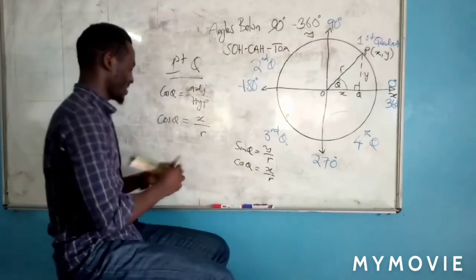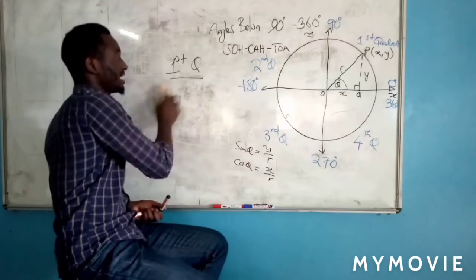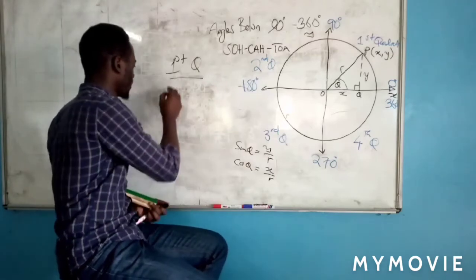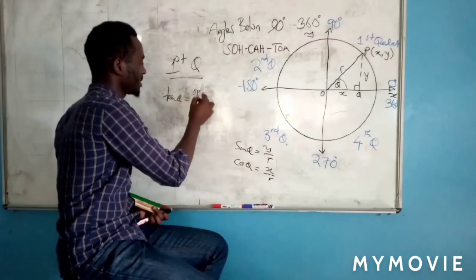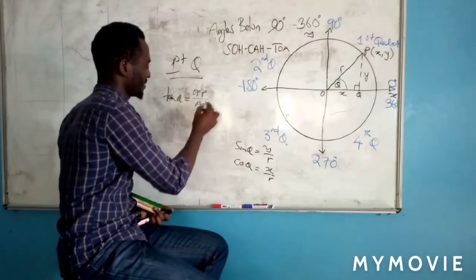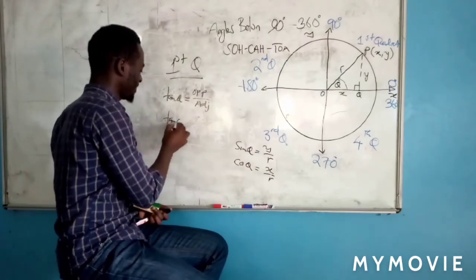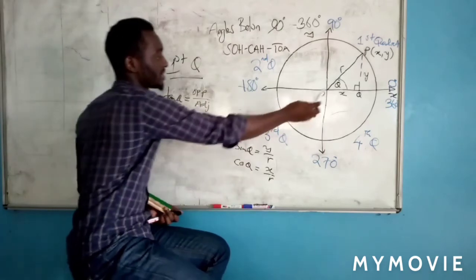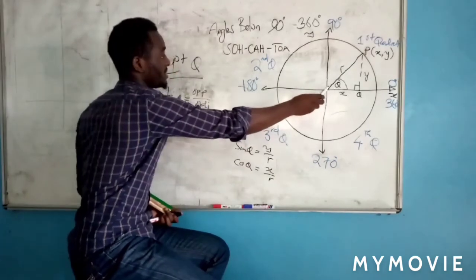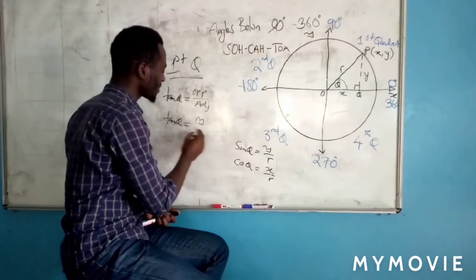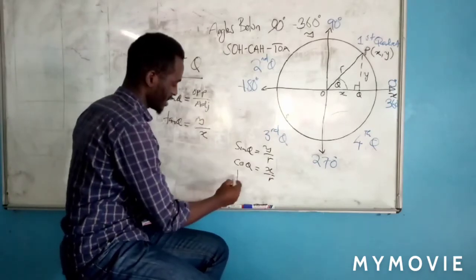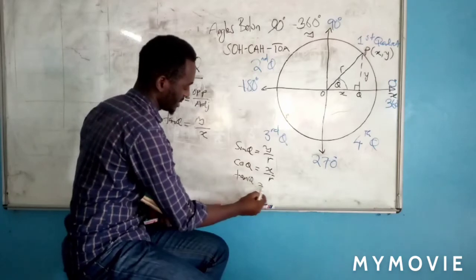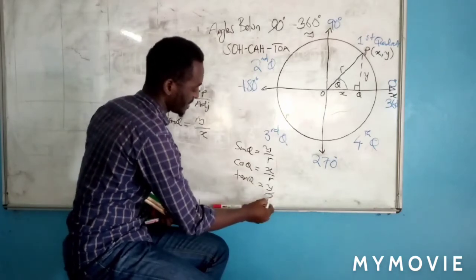Now I have the last one to handle. The last one is tangent. So tan theta is equal to opposite over adjacent, right? Now this is our theta here, so opposite is y, adjacent is x. Okay, so I'm going to write that here: tan theta is equal to y over x.